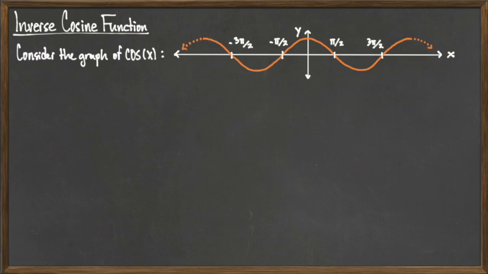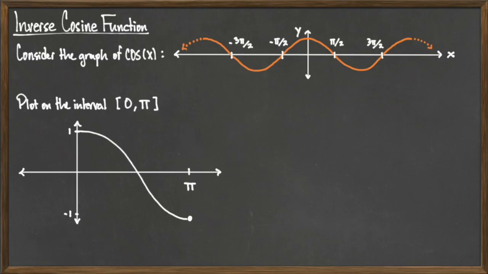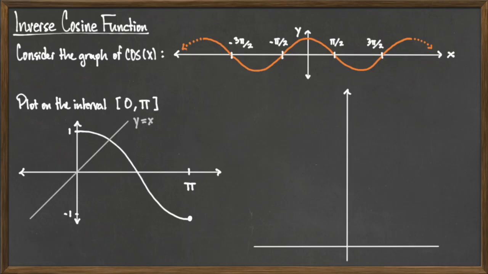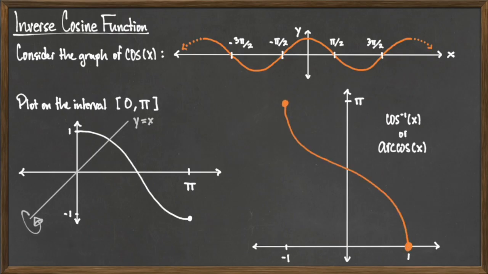By a similar approach, we'll look at the cosine function, which is also not one-to-one. But this time we're going to plot it on the interval from 0 to pi, because this slice actually makes it one-to-one. We are still going to draw that diagonal line, y equals x, and rotate or flip our graph about that line. And this is going to give us the following graph for the cosine inverse function or the arccosine function.